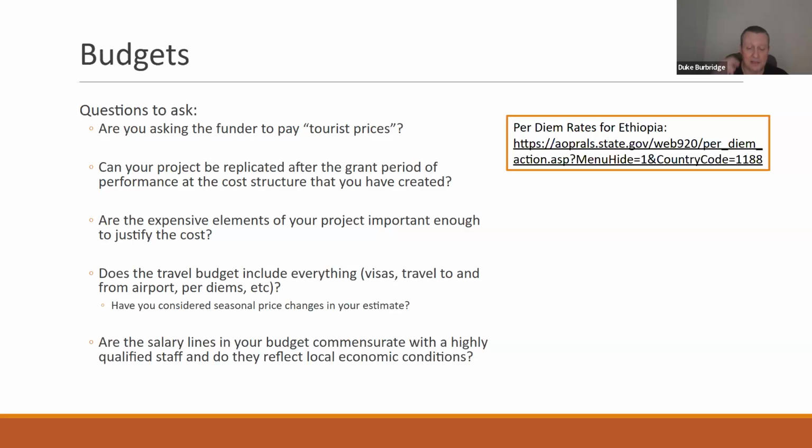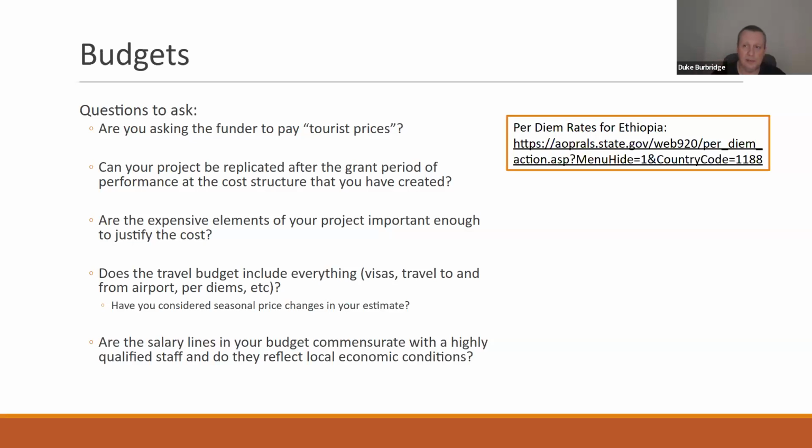That can be a really bad situation because that figure that you're spending on travel can double or triple depending on what time of year it is, and whether or not you're able to do 30 days. Sometimes things happen with the schedule where you don't have that much time. Just make sure you have enough money in there, and make sure you include everything: visas, travel to and from the airport, ground travel, and per diems.